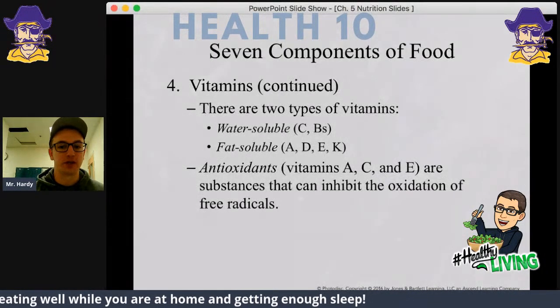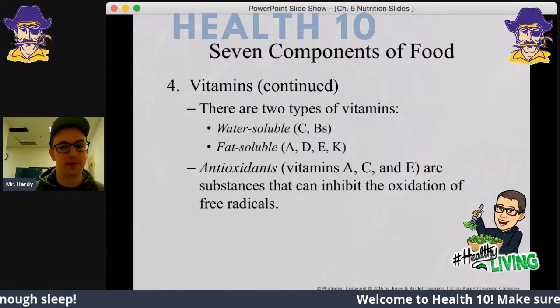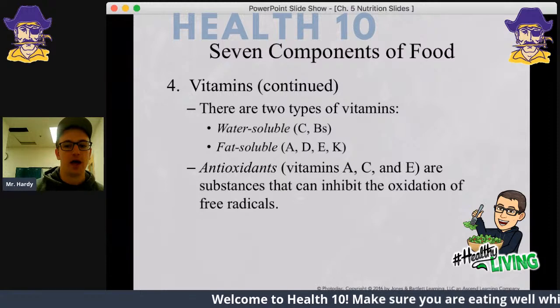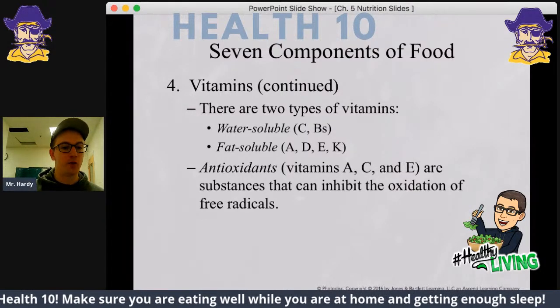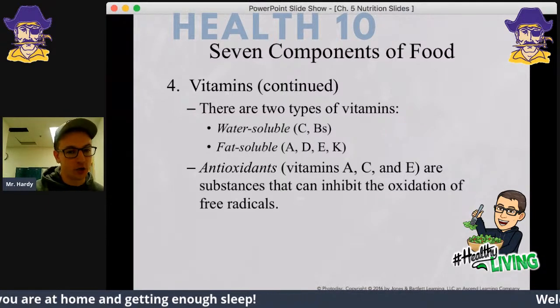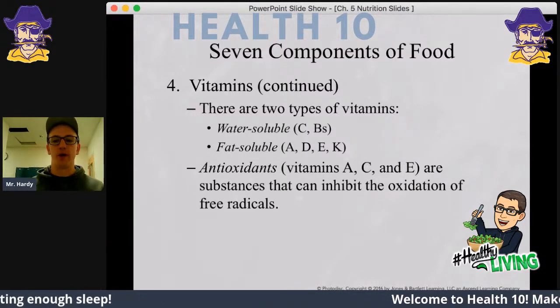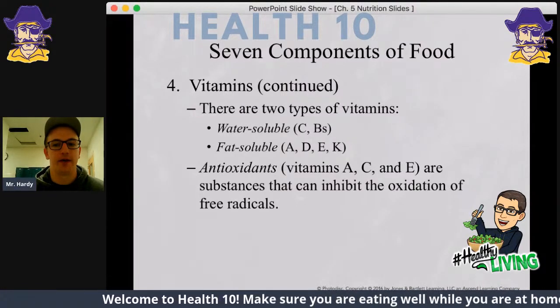So there are 2 types of vitamins, and this is really important. All right. There are water soluble vitamins and fat soluble vitamins. So as you guys probably know, water soluble means that they dissolve in water. Fat soluble vitamins dissolve in fat, and we can actually store these vitamins for a long period of time. So A, D, E, and K are those fat soluble vitamins, and water soluble vitamins are things like vitamin C and B.